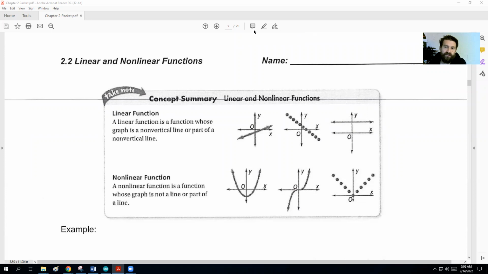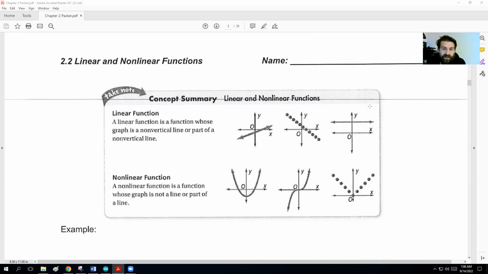So the key thing here is that linear functions are functions whose graph is a non-vertical line or part of a non-vertical line. So basically, we would have a function that would have a nice straight flow through it, whether it's going up or down, or it's just flat. It just can't be straight up and down. I mean, clearly from the name linear, you're going to be looking for a line.